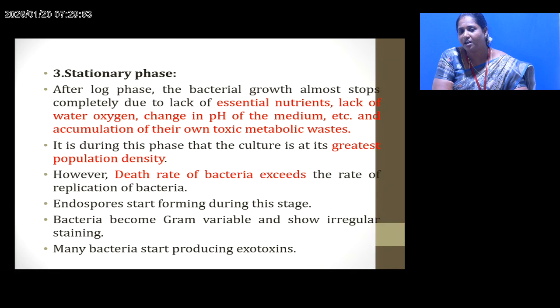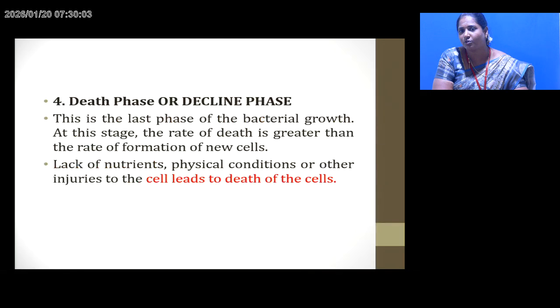It also produces endospores during this stage. Bacteria become gram variable, showing irregular staining. Many bacteria start producing exotoxins in this phase.